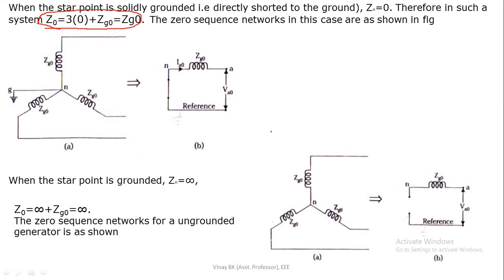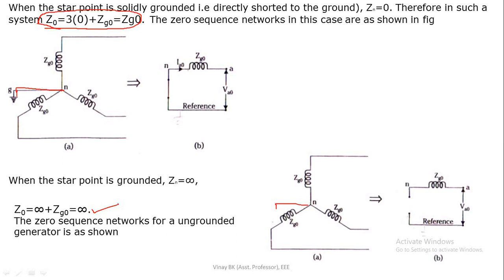When the star point is grounded, when this is shorted, Z0 equals Zg0. Okay. When this is ungrounded, that is when Zn equals infinity, we can get Z0 as an infinite value.